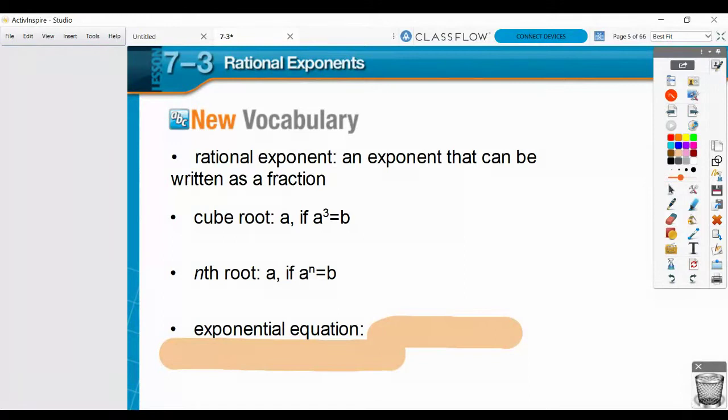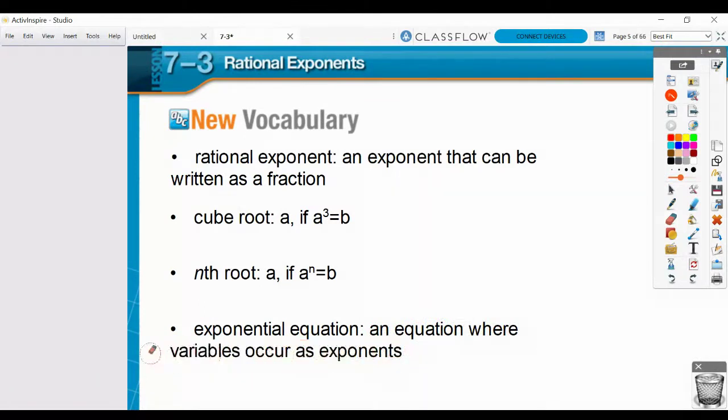And then an exponential equation we're going to look at later on in this section. And it is an equation where the variables occur as exponents. So for that, there are going to be letters where the exponents are.